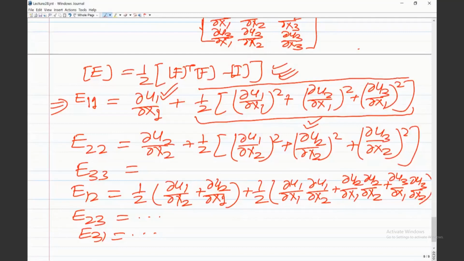So this is the complete Green Lagrange strain tensor. There is no truncation in the series or anything like that. By definition, this is the complete Green Lagrange strain tensor having linear terms and quadratic terms.